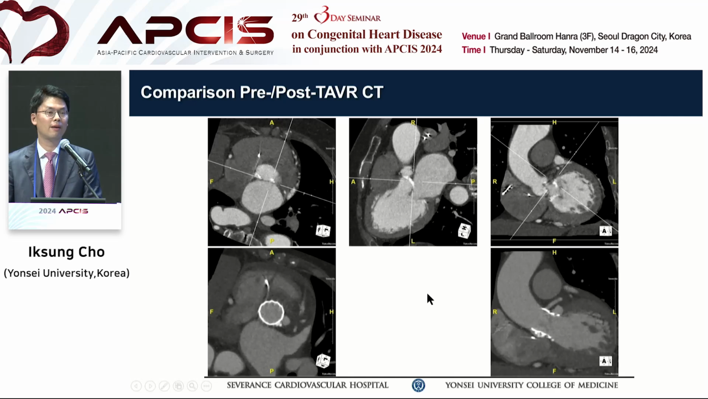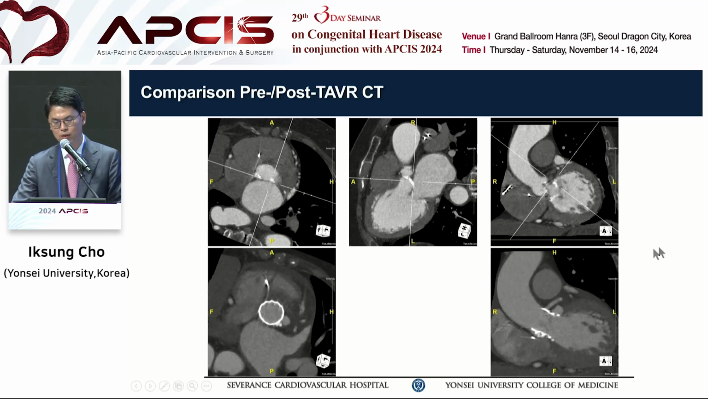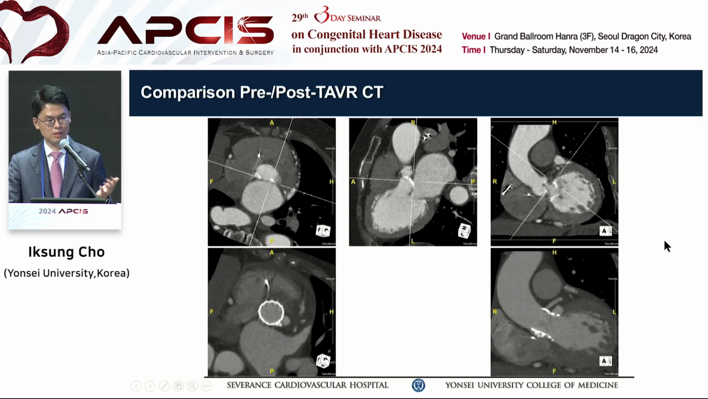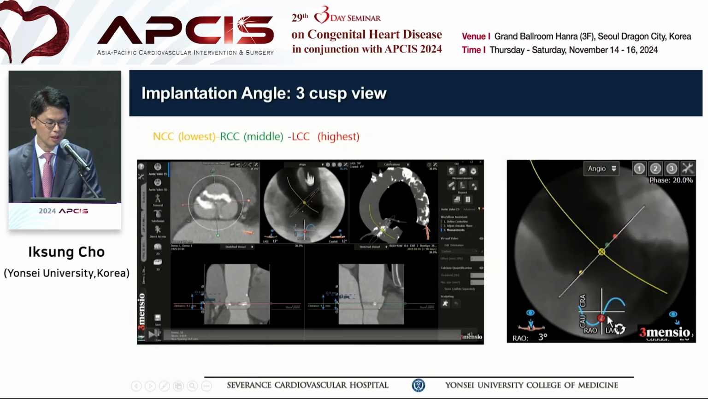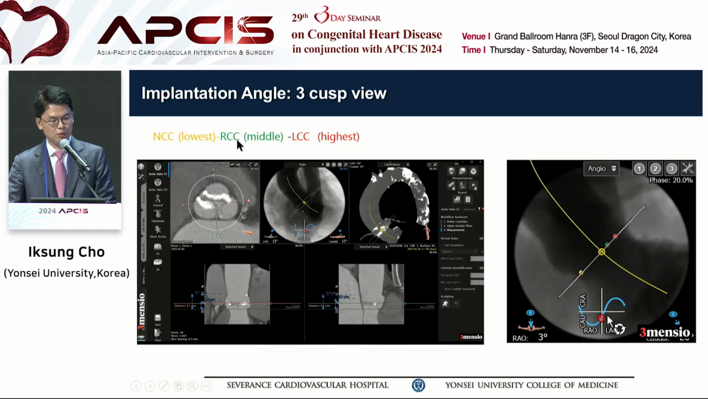So what we have to think about pre-procedurally is where the calcification is. If the calcification extended into the LVOT, we have to consider annular rupture. There could be a controversy, but I would use a self-expanding valve for this case to reduce this kind of annular rupture. Last thing we are providing is the three-cusp view.